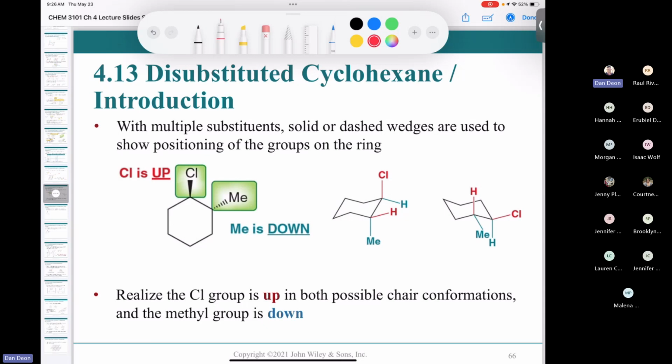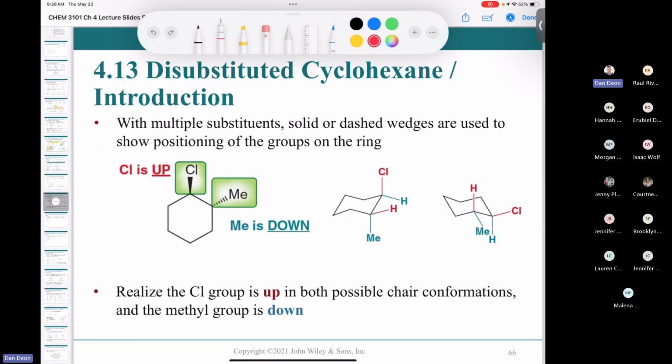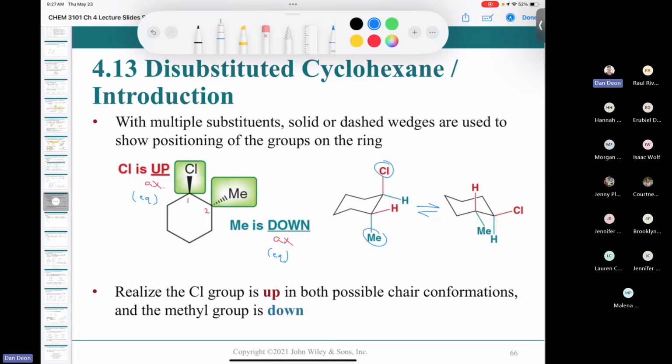So what if you have two substituents, okay? So here, in this compound, they're telling us since the chlorine is on a wedge that it's going up and the methyl group is going down because it's on a dash. Now, if the chlorine is going up, remember that the axial positions alternate up, down, up, down. So that means if this is up and axial, this would have to be down and axial, right? Because they alternate and these are two carbons apart, right? If this position was up and equatorial, then this position would have to be down and equatorial, right? And we see that in the two chairs here that are in equilibrium, right? In the first one, the chlorine is up and axial, so the methyl is down and axial, right?